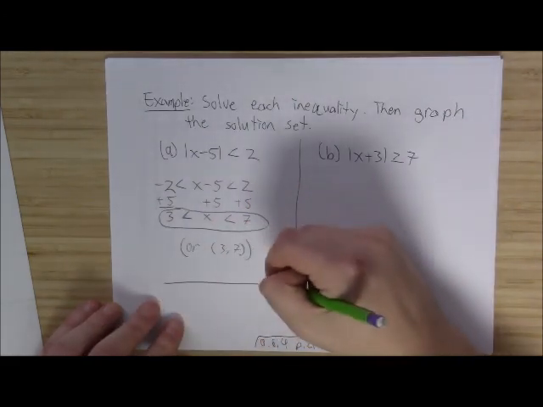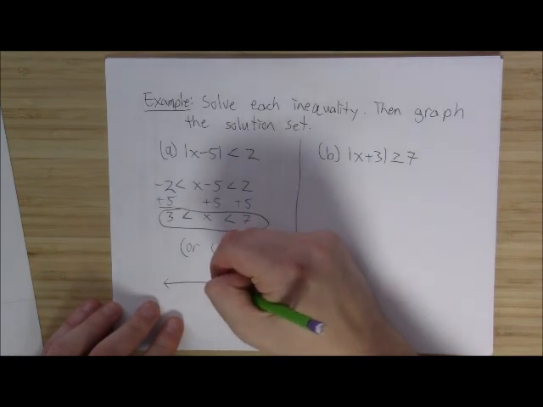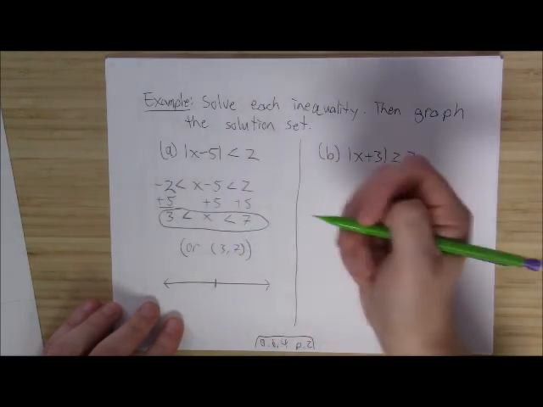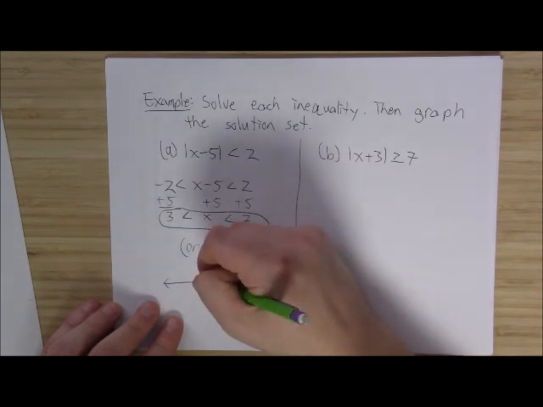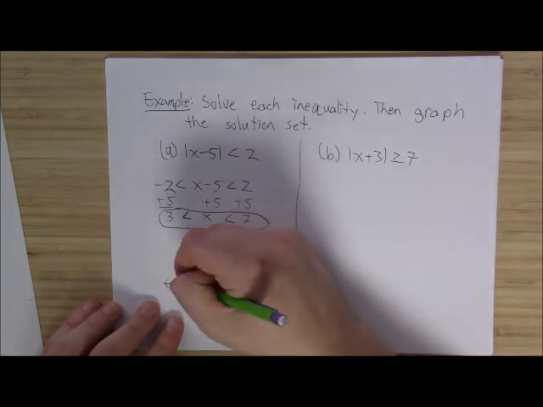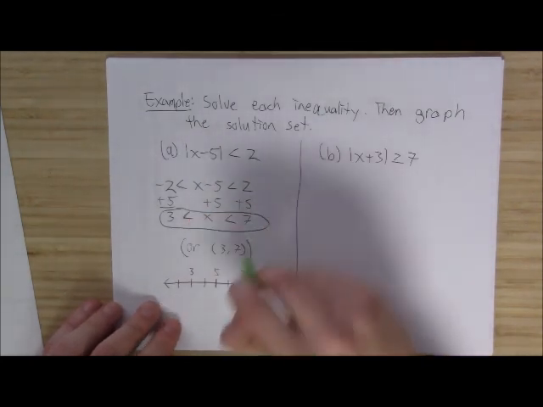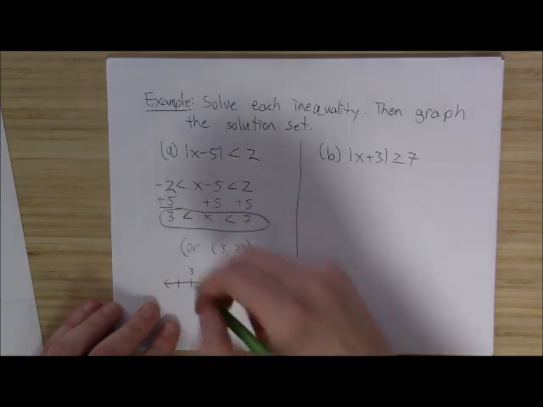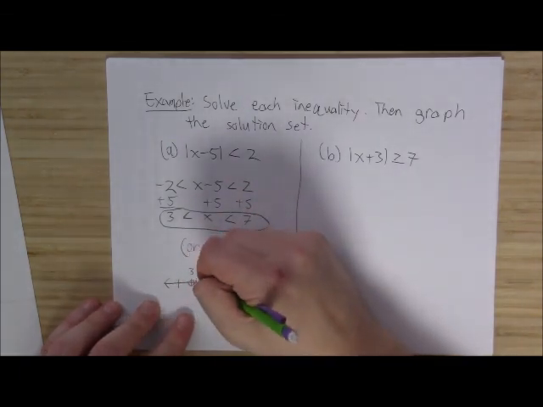What does that look like as a solution set? Well, what it looks like is, if this is, let's call this 5, 6, 7, 4, 3, 2, so that would be 8. So if this is 3, what we have is that we're between 3 and 7, but we're not touching them, and we go in between them.